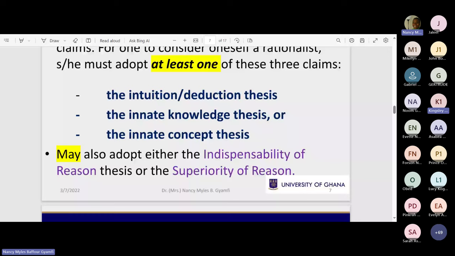Madam, please. The indispensability of reason, I really didn't get it well.